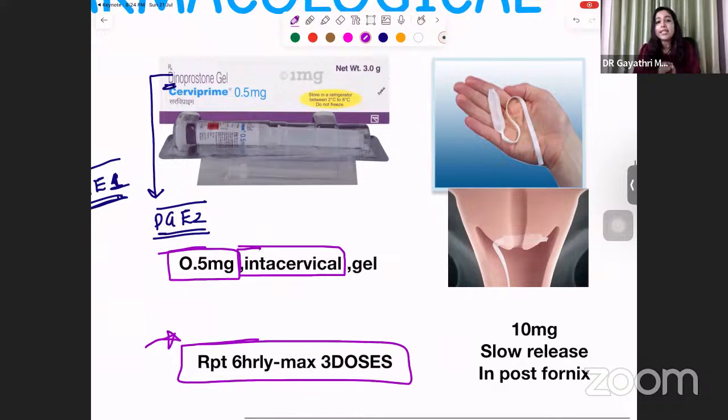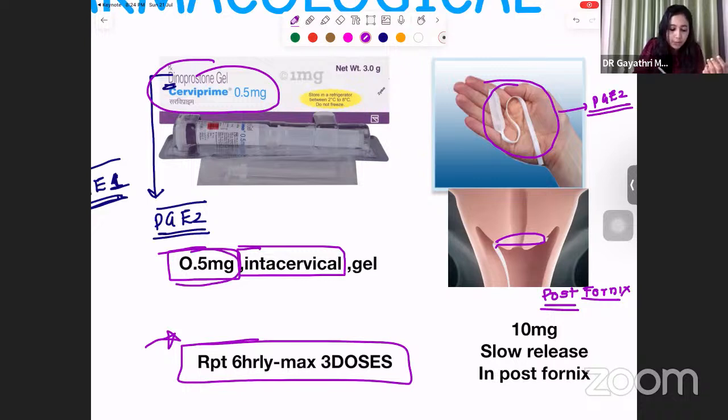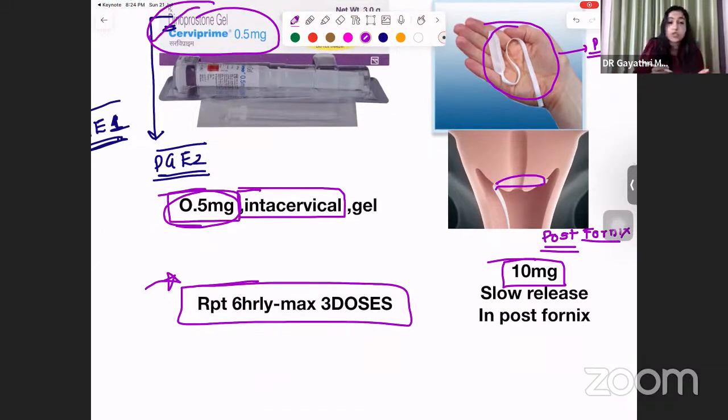The third one that you see here, this is again dinoprostone, but this dinoprostone is present as a vaginal insert. So we basically insert this at the level of the posterior fornix. This vaginal insert, which is known as Cervidil vaginal insert, again has your PGE2, that is dinoprostone. What was the dose that I gave in the gel? It is just 0.5 milligram. What is the dose that is given in this insert? It is 10 milligram.